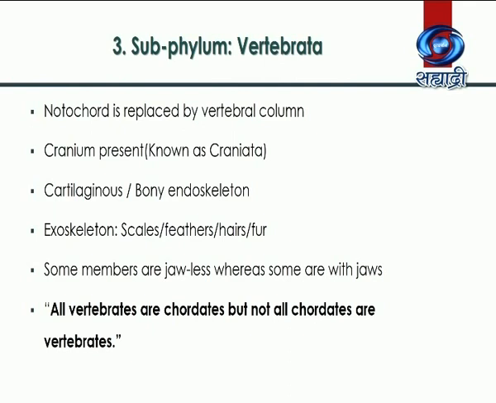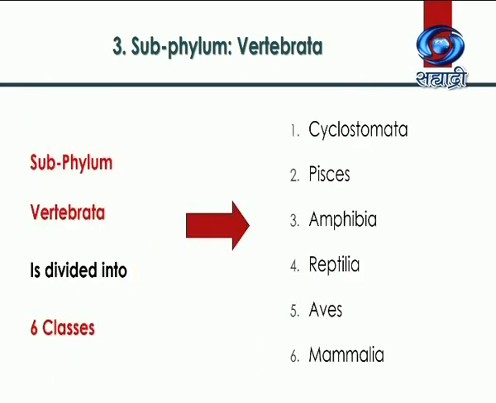Endoskeleton is cartilaginous. That means it is made up of cartilage, or in some cases it may be bony. That means it is made up of bones. Exoskeleton is either scaly, made up of feathers, hairs, or fur. Some members are jawless, whereas some are with jaws. Subphylum Vertebrata is further divided into 6 classes: Cyclostomata, Pisces, Amphibia, Reptilia, Aves, and Mammals.